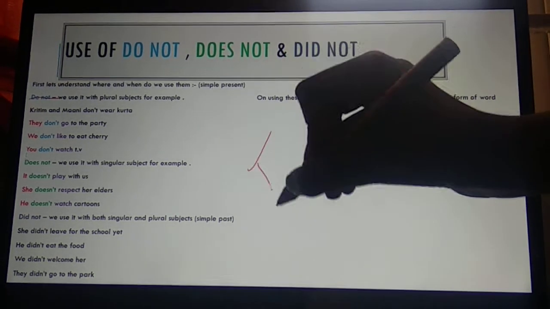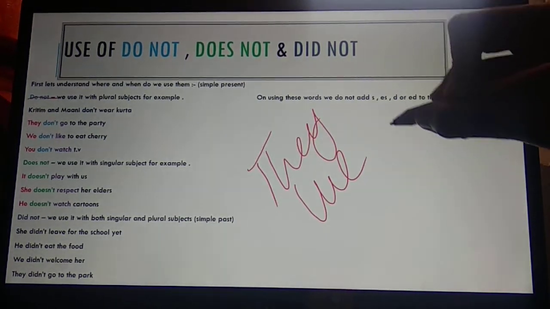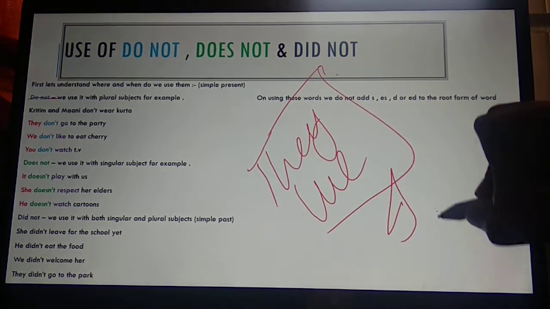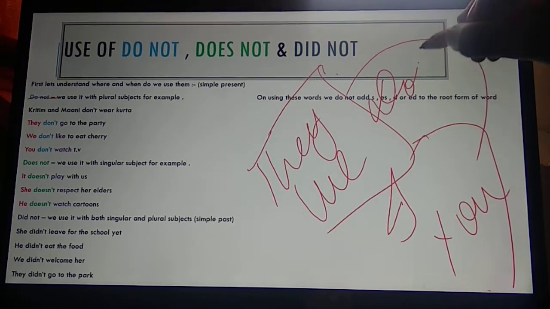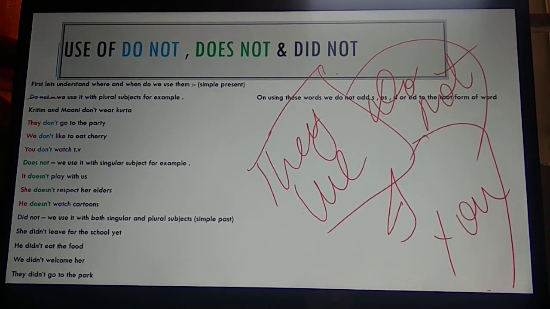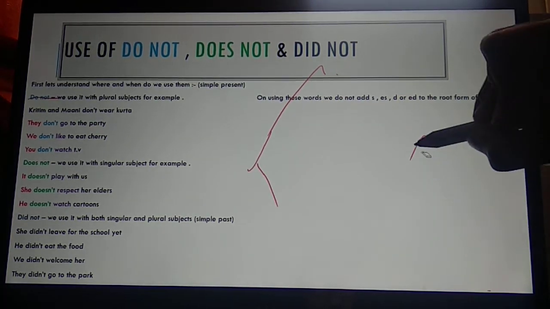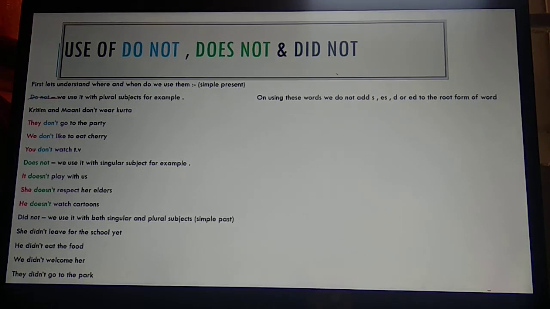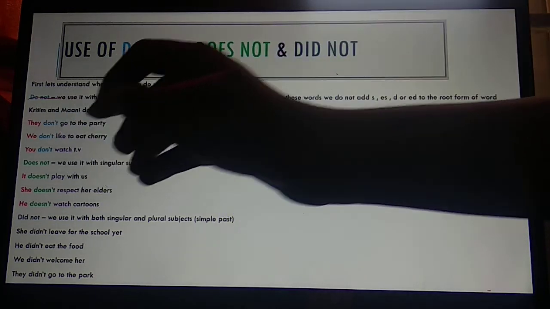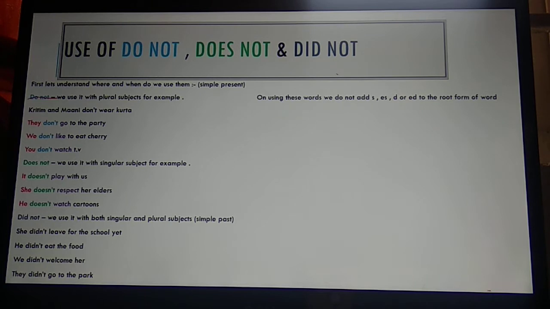Okay, they, we are also plural subjects. I and you are special pronouns. So we are going to use do not with them. We are going to use don't with them. I hope you have understood this much. Don't worry, we are going to discuss more examples. Kritim and Mani don't wear kurta, plural subjects, so don't. They don't go to the party, as I said, they, we are plural subjects, so we're going to use don't in front of them. We don't like to eat cherry, we, so don't. You don't watch TV, you is a special pronoun, so don't will come.